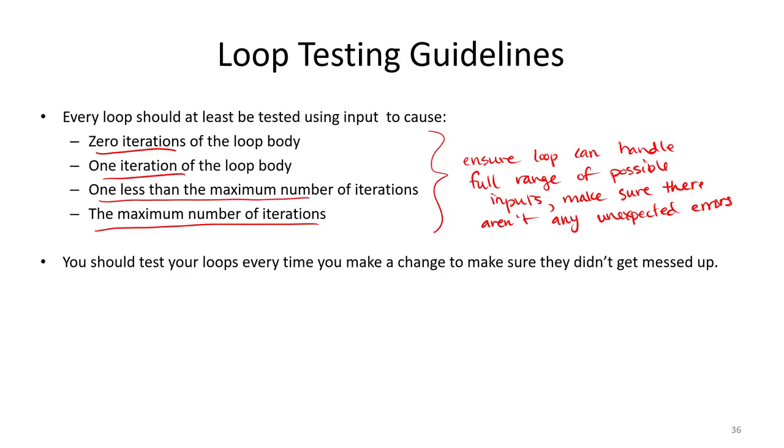For example, if you're programming a guessing game, you want to make sure that if somebody guesses the number correctly on the first try, you get the appropriate response. You would not want to automatically ask the user to guess again if they happened to guess right the first time. So you want to make sure that you can handle all the different types of iterations that the loop may need to do. Every time you make a significant change, you should double check that any changes you made did not affect your loop's behavior under these given conditions.